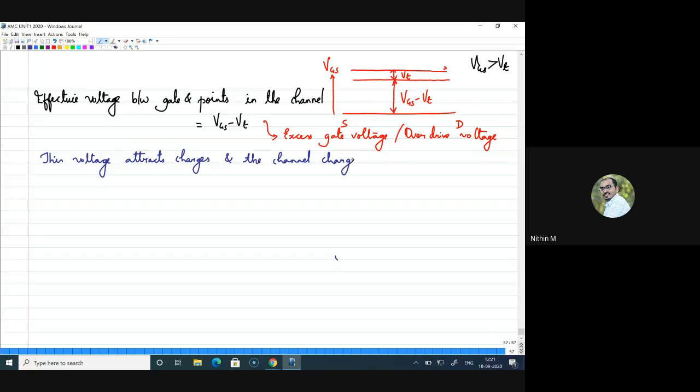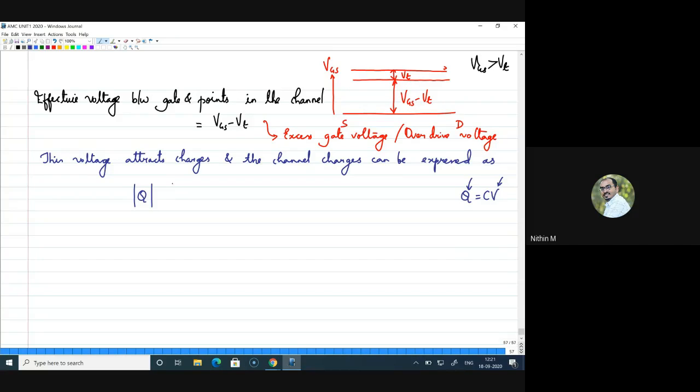How will I express channel charges? Channel charges can be written as Q. Now I'm just writing the magnitude. I know that what I'm considering here are electrons. I'm just writing the magnitude. Now I know the basic equation, Q is equal to CV. So your charges will be proportional to the applied voltage, the effective voltage in this case.